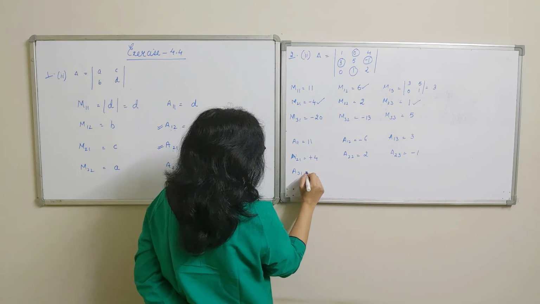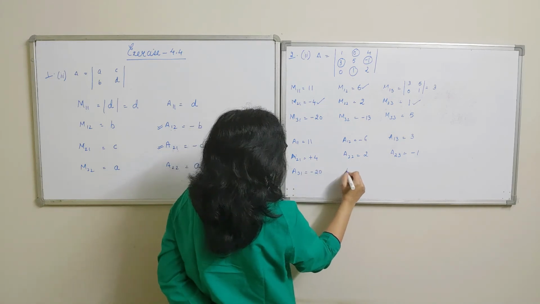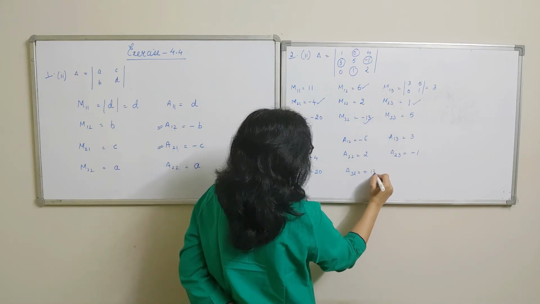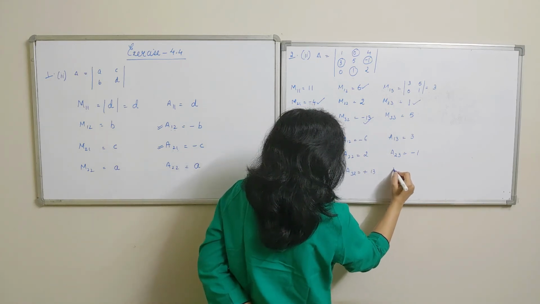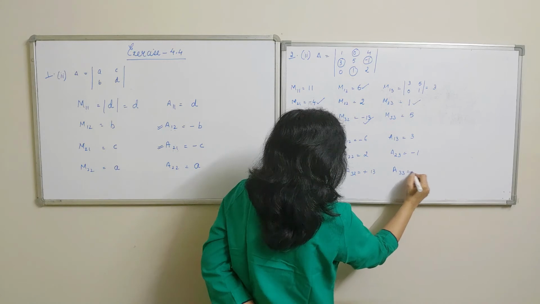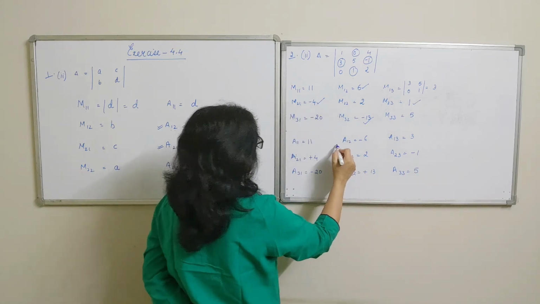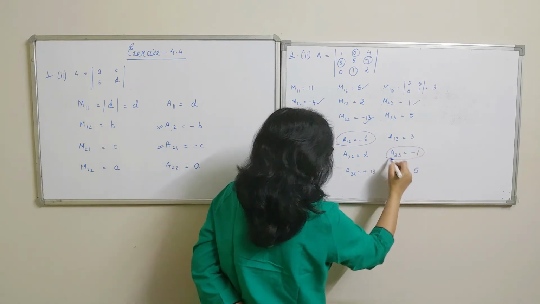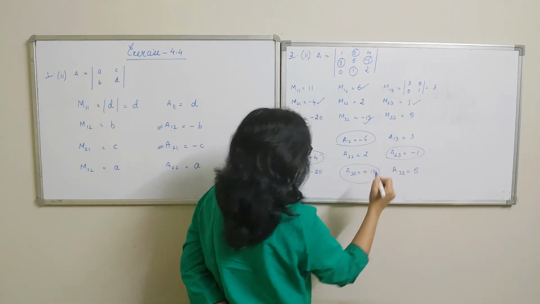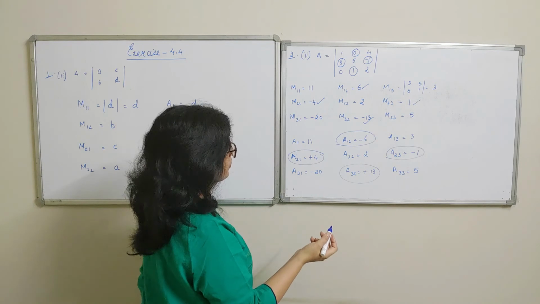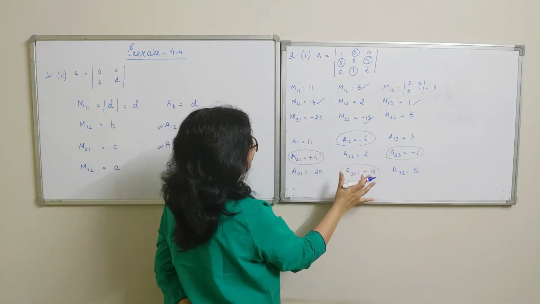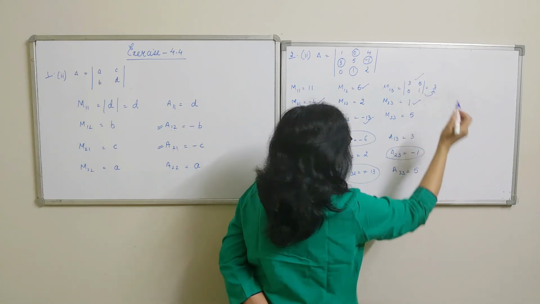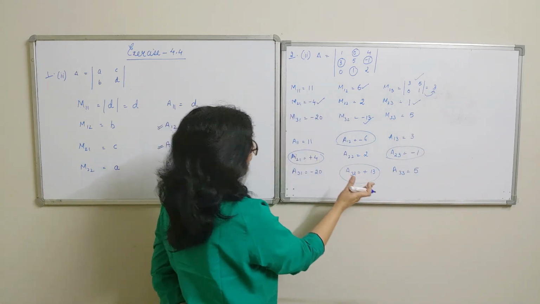Likewise, A31 is minus 20. A32, this element will change its sign. And finally A33, which is equal to 5. So here you can see these are the cofactors which have their signs opposite to those of corresponding minors. Now here we have directly calculated. You can always write down a determinant like this and then evaluate its value, or you can directly write down this way.